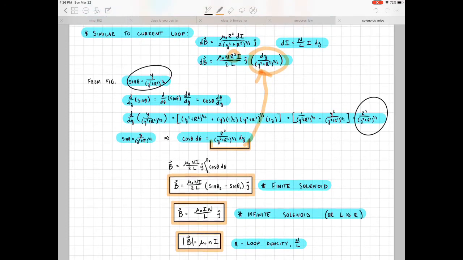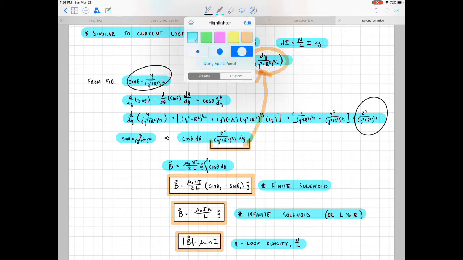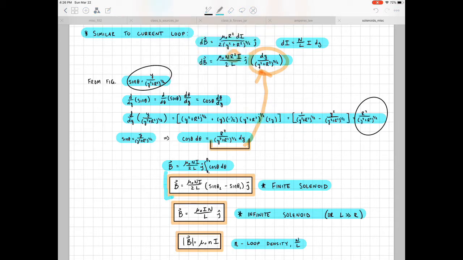So when I substitute that in, I now have this expression that I need to integrate, and that's actually a pretty simple integral. And so I end up with this expression for a finite solenoid.